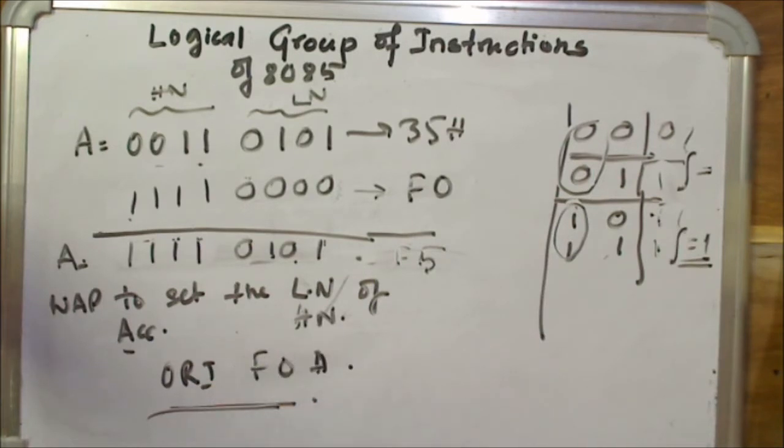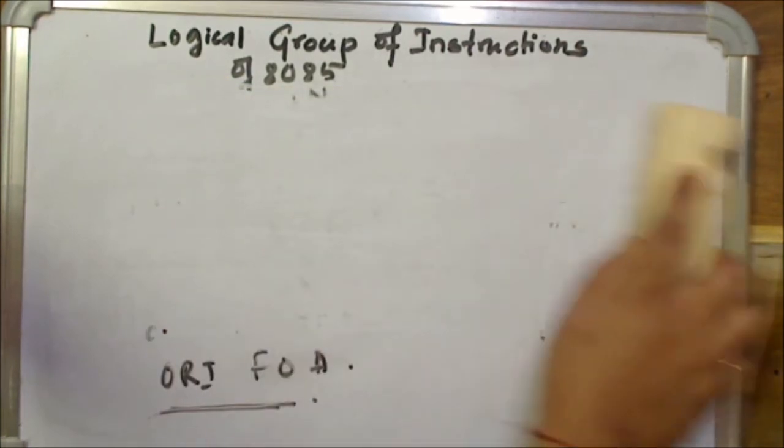So the point is, in the AND operation, we have seen that if you want to clear any bit or any nibble, you have to AND that number with 0. And here, if I tell you to set any bit or any nibble, you have to OR that bit or nibble with 1. I hope it is clear. So let us take another example.